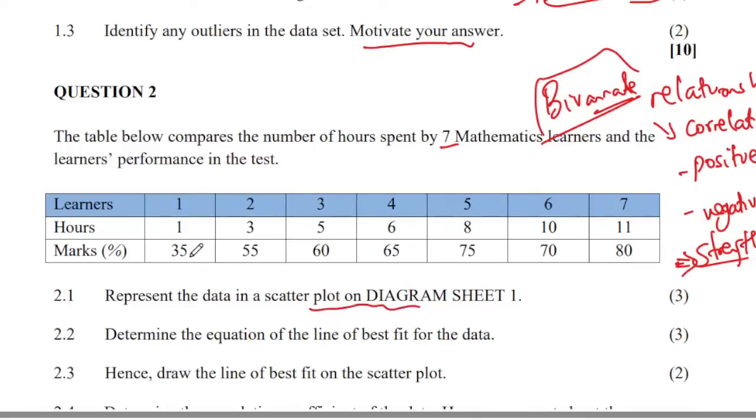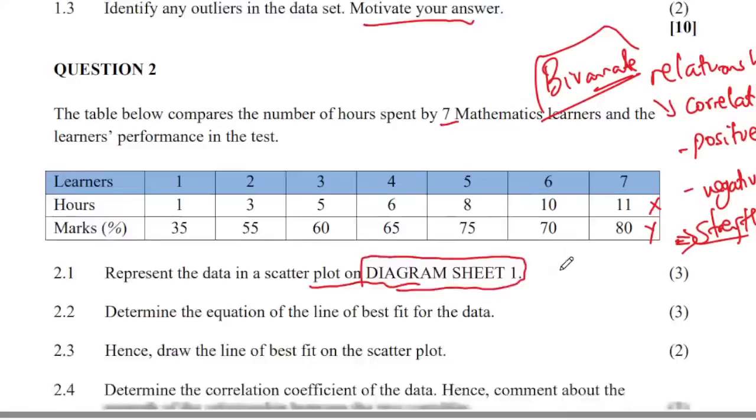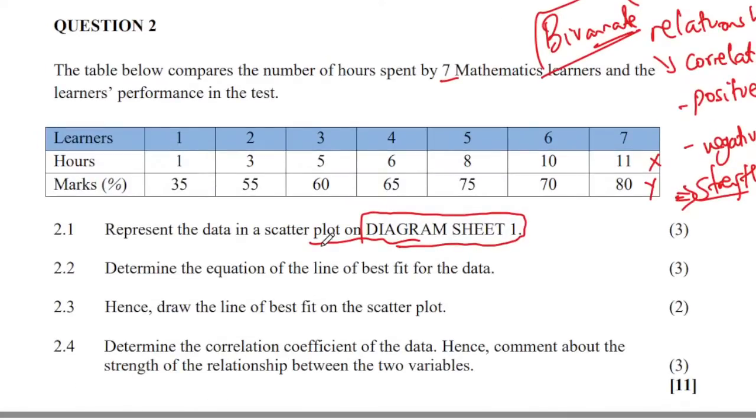When you're drawing your scatter plot, I think they'll give you the diagram page where everything will be labeled, and all you do is the plotting. So hours represent the X values, and the marks will represent the Y values. When you're done with the plotting, do not connect the points. Just leave the points the way they are, maybe just as dots. That's what we call a scatter plot.